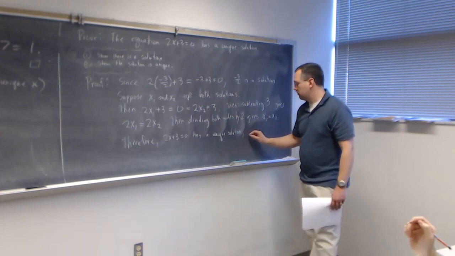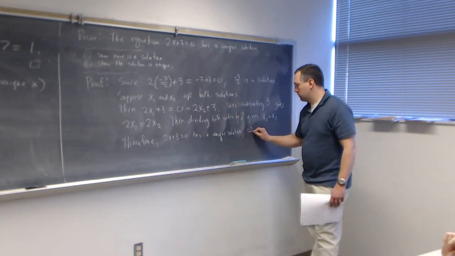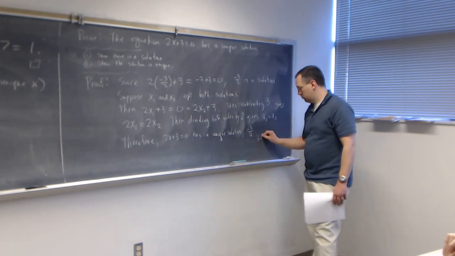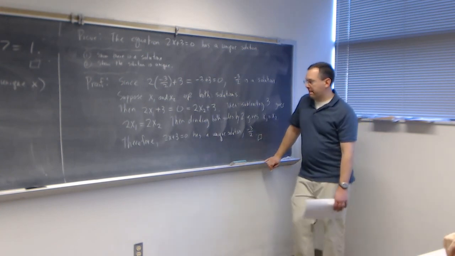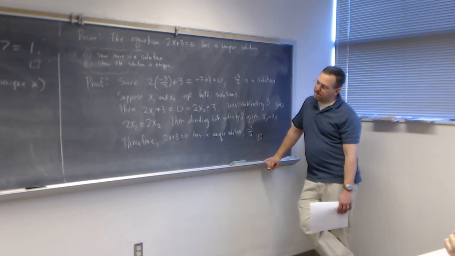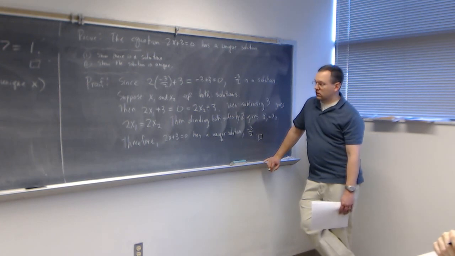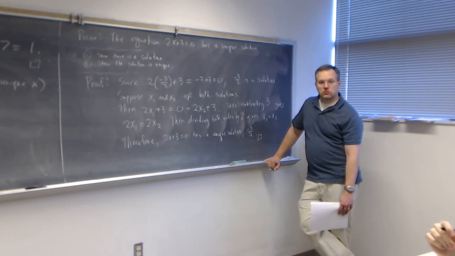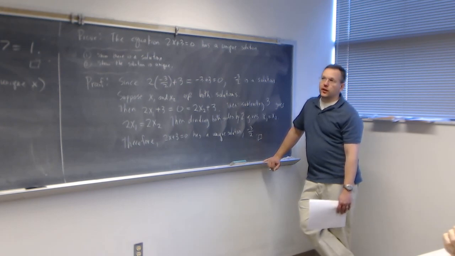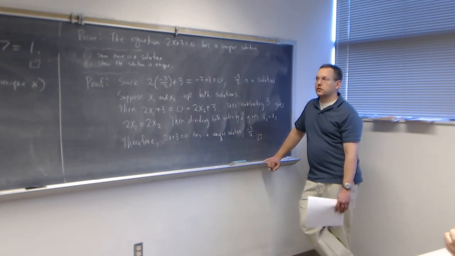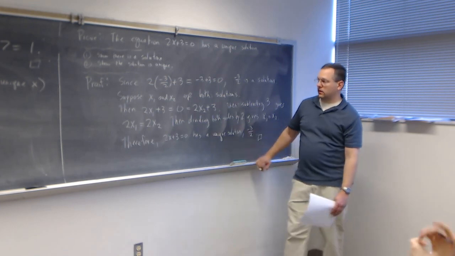The definition of an additive inverse: for every integer a, there exists an additive inverse negative a, such that a plus negative a equals 0. But that's not really what we're doing here.